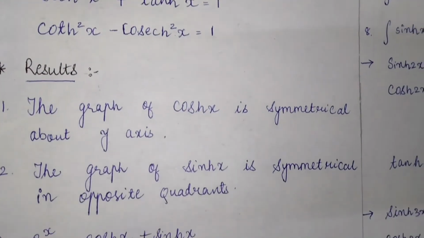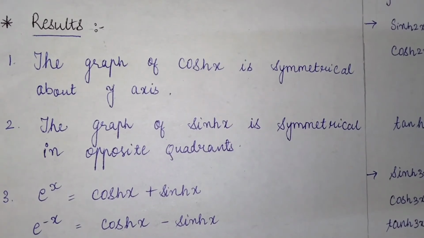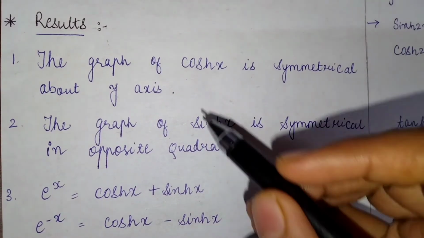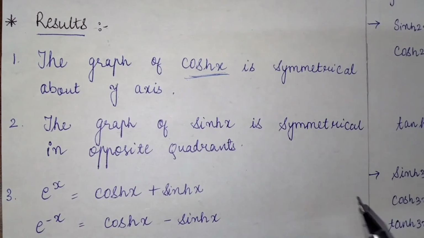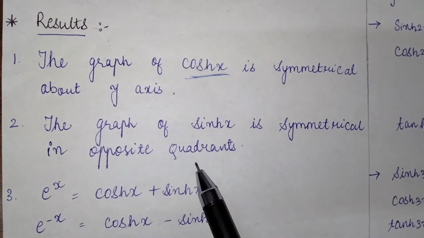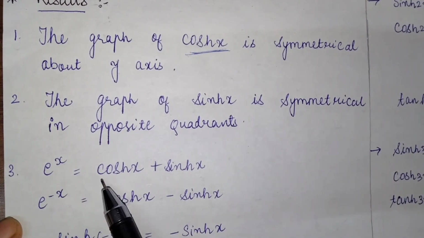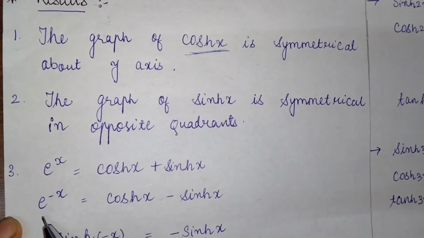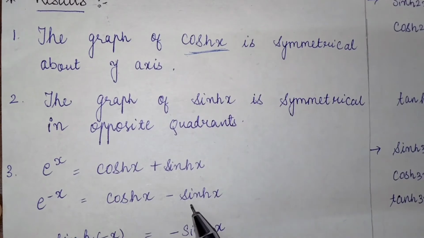Now there are some results. The graph of cosh x is symmetrical about the y-axis, and the graph of sinh x is symmetrical in opposite quadrants. And you all know that e raised to x is equal to cosh x plus sinh x. But if you have e raised to minus x, then its value is cosh x minus sinh x.